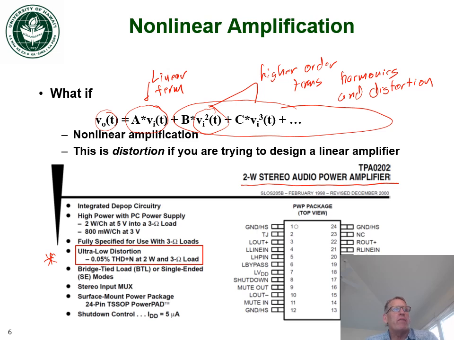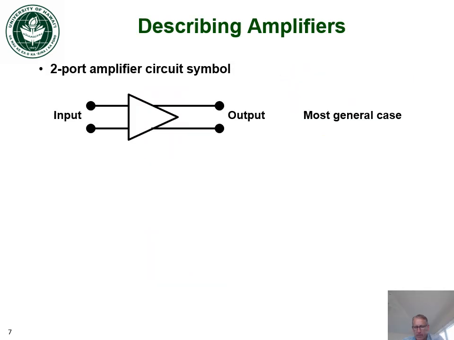All right, so let's move on and talk about how we describe amplifiers. What are the models we typically use? The most general case is something called a 2-port model, or 2-port amplifier circuit symbol, and 2 ports because we have an input with 2 ports and an output with 2 ports. While this is the most general case, it can also be the most challenging mathematically to work with. And if we can simplify the circuit and still keep some of the accuracy, then that's a good idea.